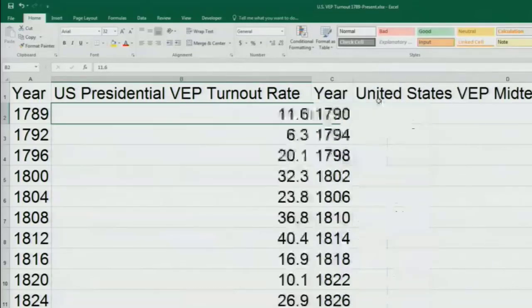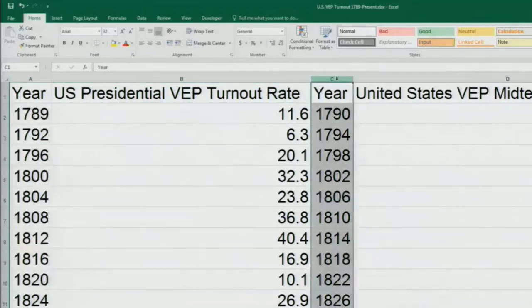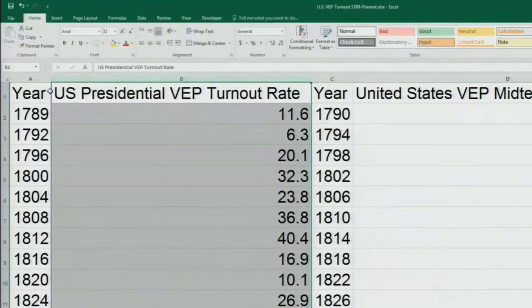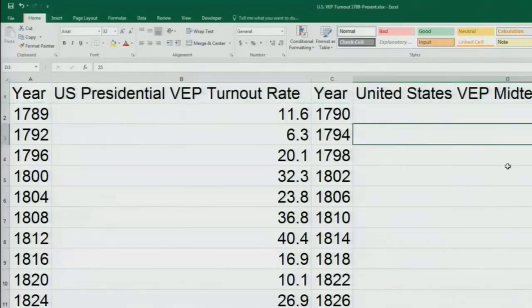So we've got columns. Each one has a different number or something to it. We've got a set of headers. Is this a good data set? Does anyone see a problem with it right now?